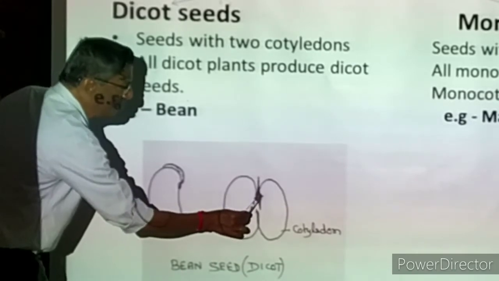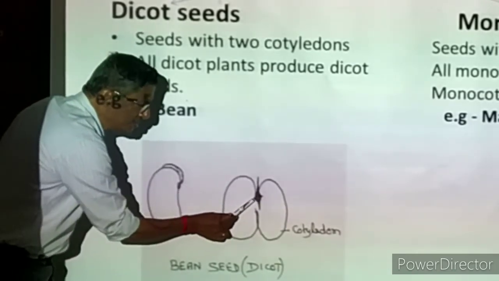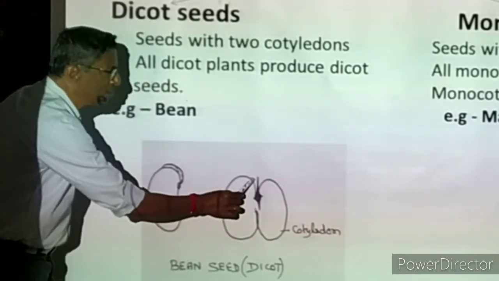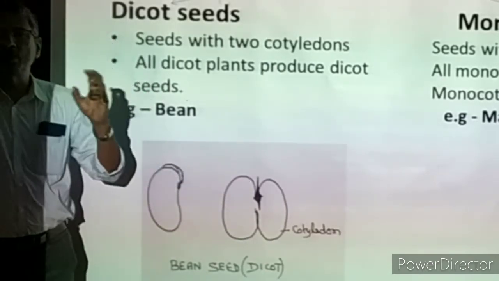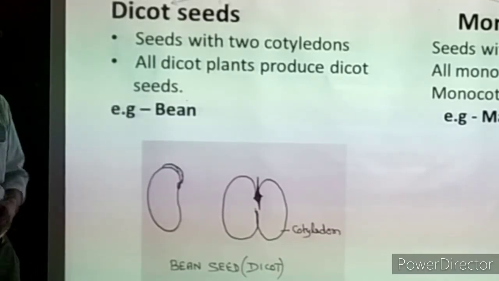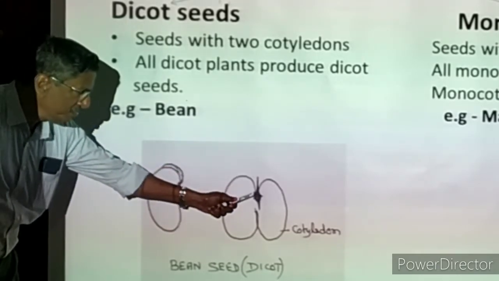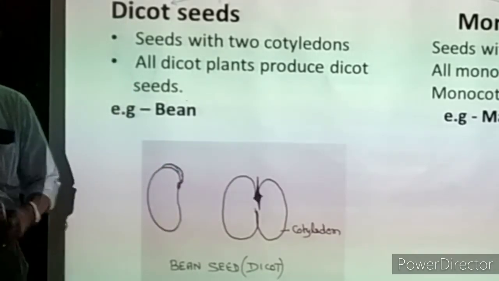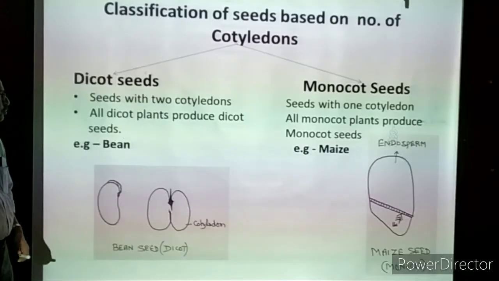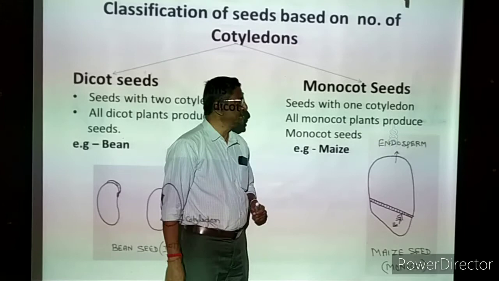Now this is the embryo. Later on germination, the two cotyledons will supply food to the embryo. The embryo grows out and produces first the stem, and young leaves will be coming out from this embryo. So for the germination of this embryo, the cotyledons store sufficient food and supply food. That is dicot seed. Now we are coming to monocot seeds.